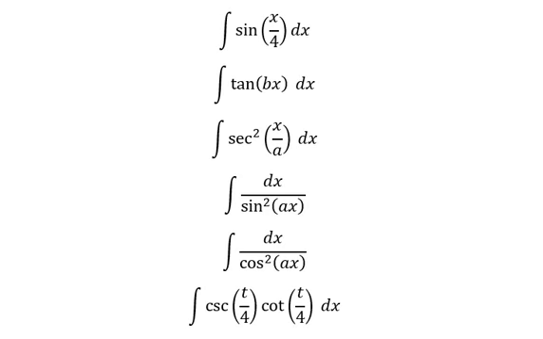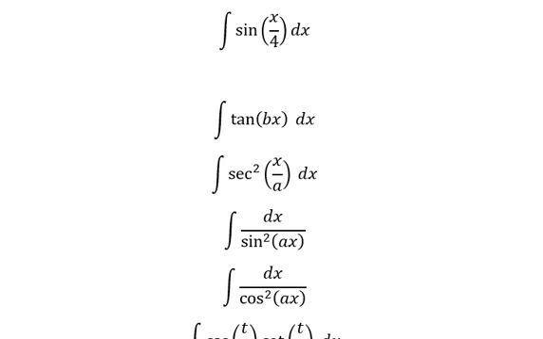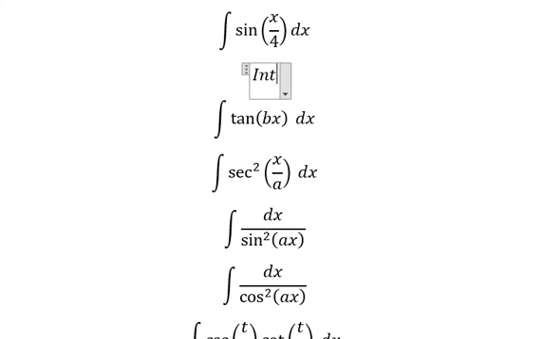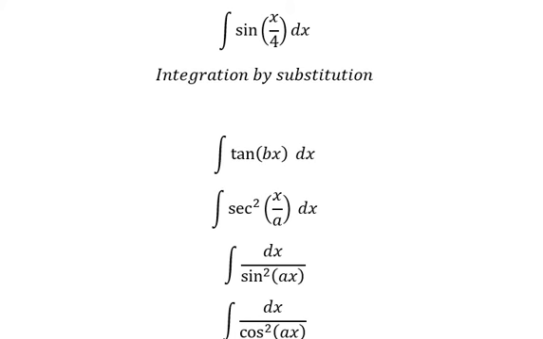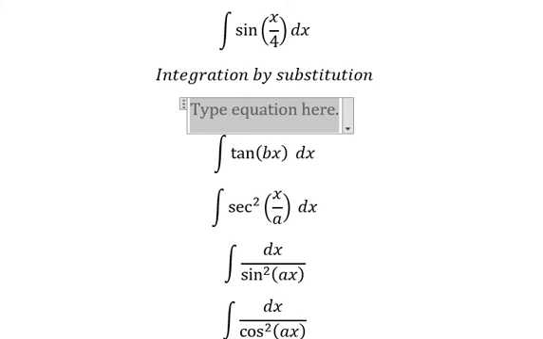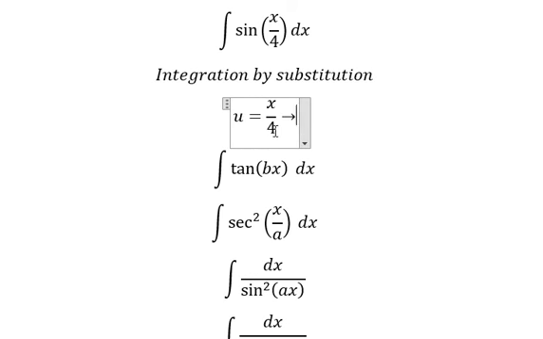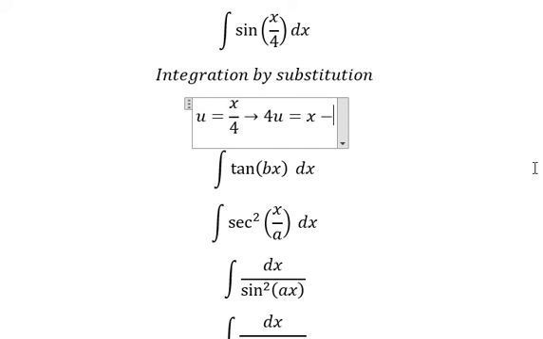Question number 3. We need to use integration by substitution. So I will put u equal to x over 4. So we multiply both sides by the number 4. And then we first take the derivative of both sides.